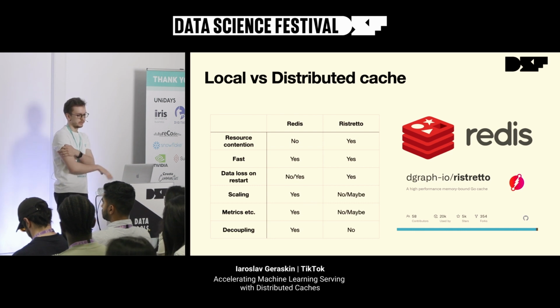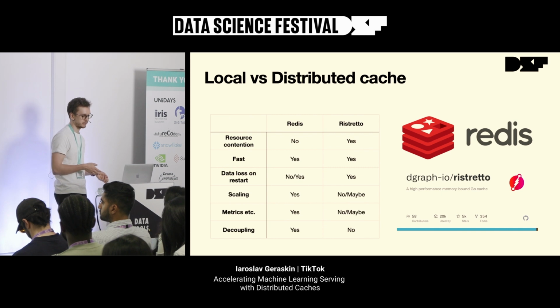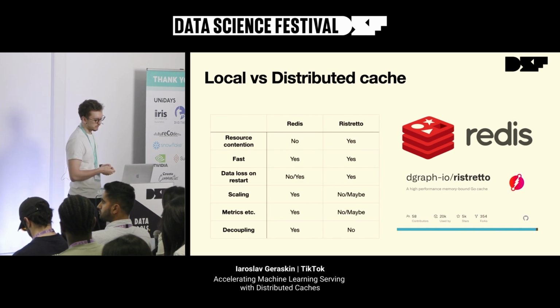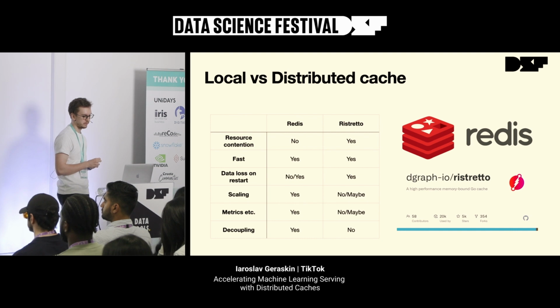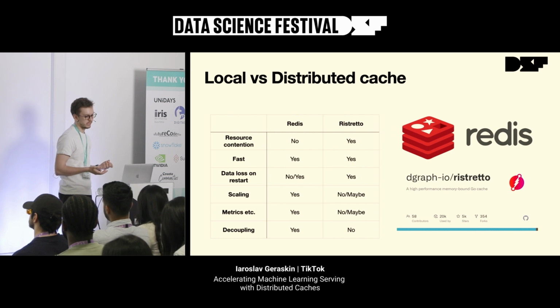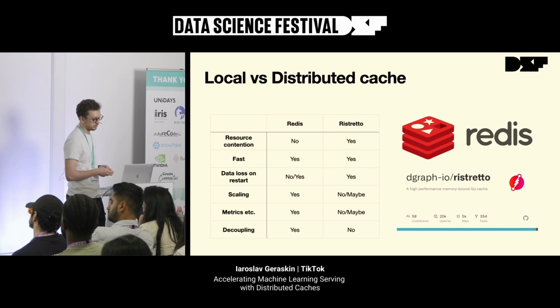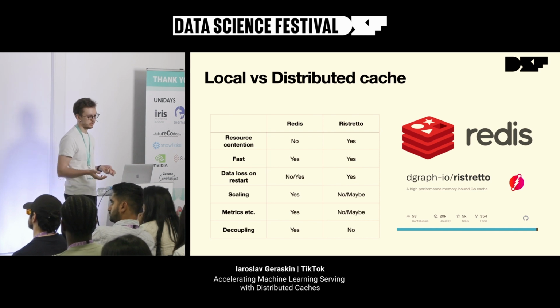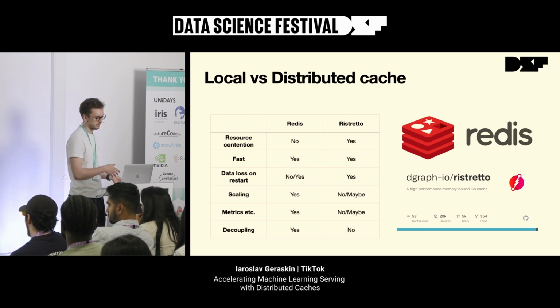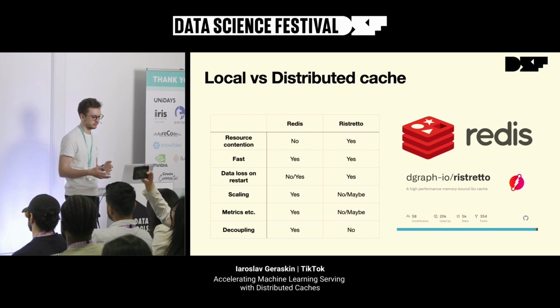When you use a different service, you decouple those concerns, and you no longer need to warm up cache after your inference service restarts. Both of the methods are pretty fast, and local cache can be a little bit faster than distributed cache, but usually not as much faster, and distributed cache advantages can be a good trade-off to make here.